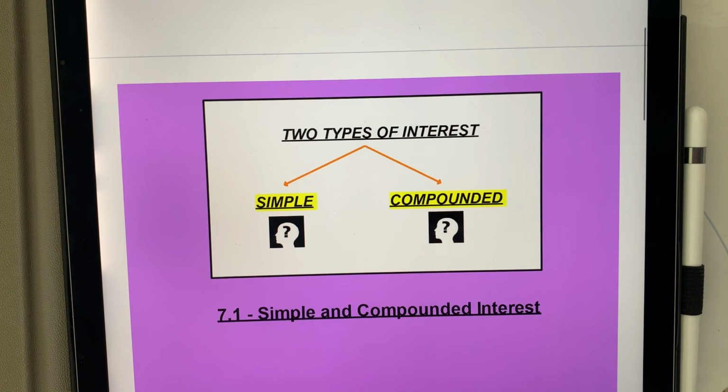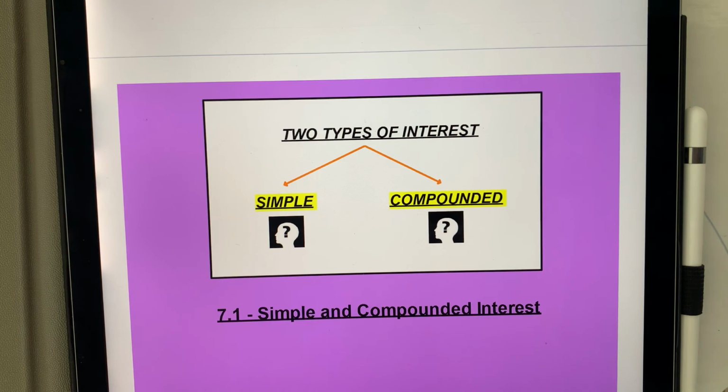Let's talk about interest. There are two kinds of interest, and when I talk to students, usually they haven't heard much of this, or they've kind of heard it, but they don't know what it is. One is called simple interest, the other is called compound interest. I'm going to spend the next two videos explaining one in each.